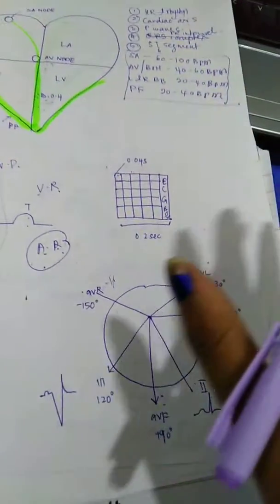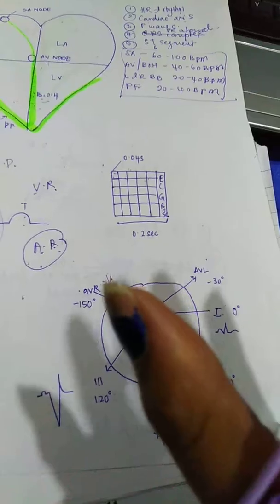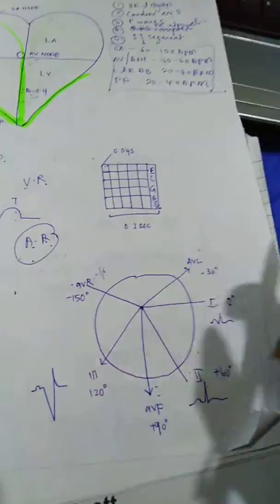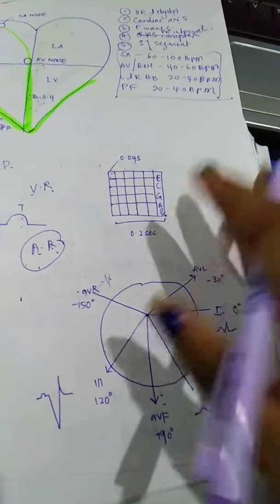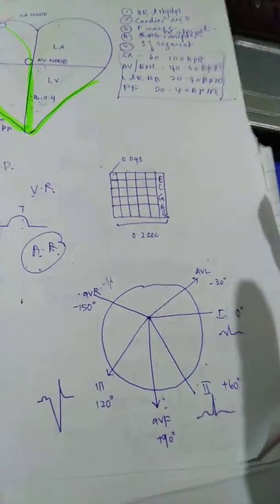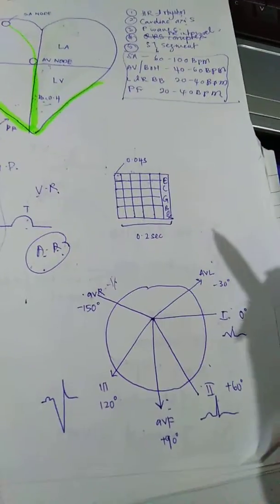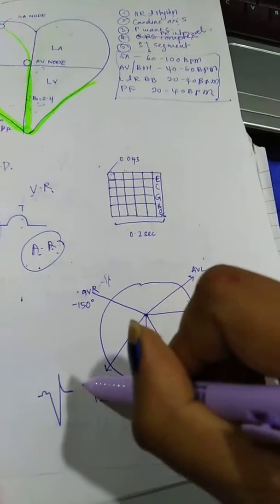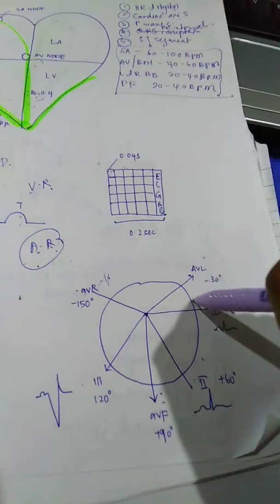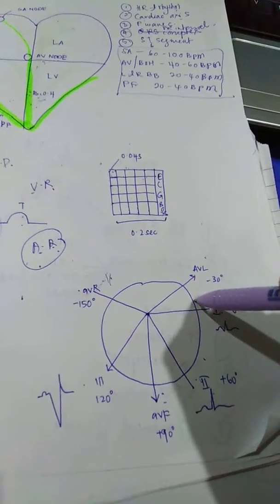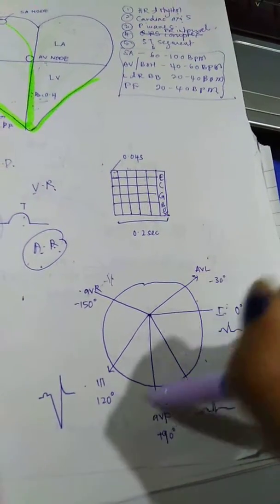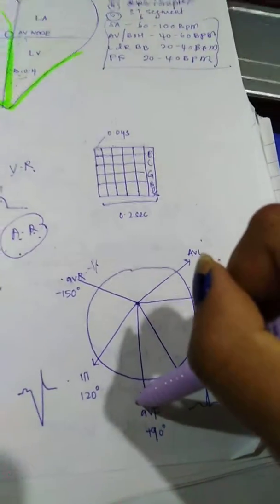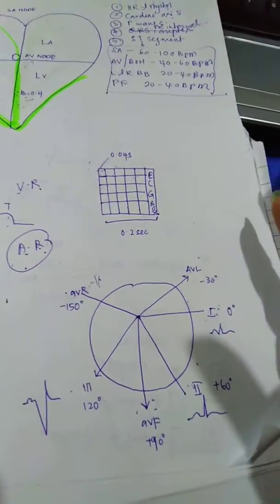This is a normal way of how your electrical activity should spread along this axis, correct? So to determine the cardiac axis, you need to look at, some say that you look at lead 1, lead 2, and lead 3. Some say that it's better to look at lead 1 and aVF. So it's up to you which axis you would like to look at.